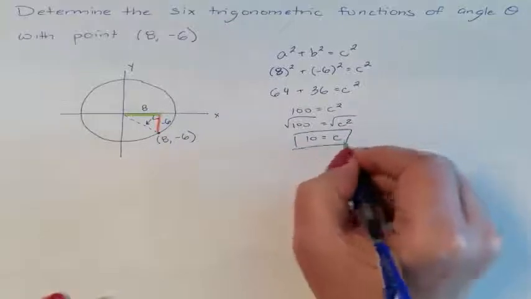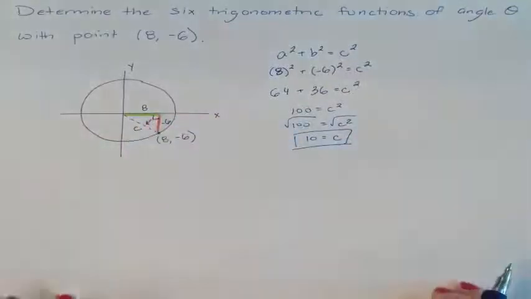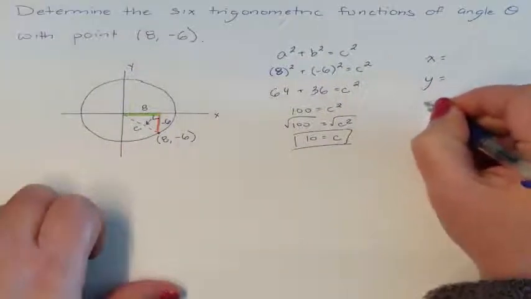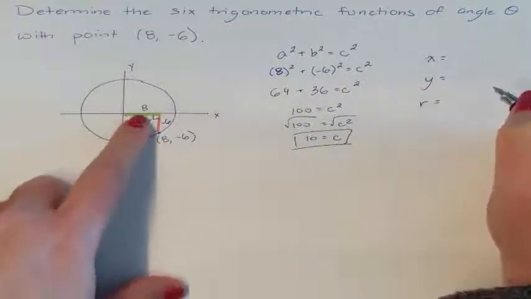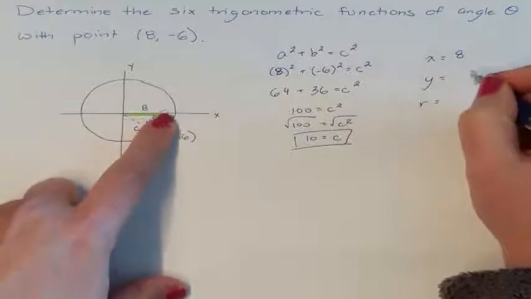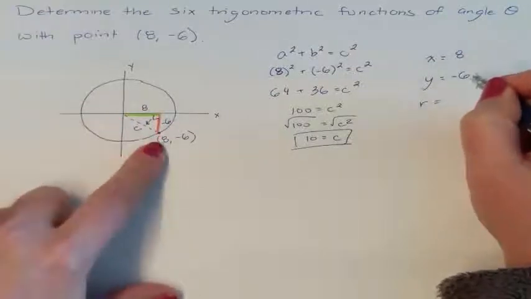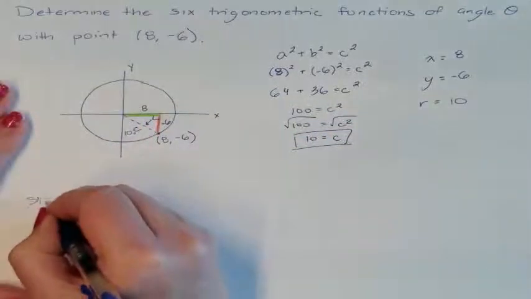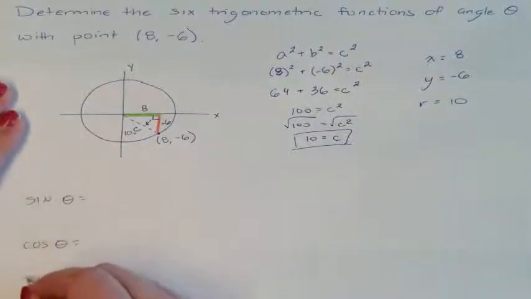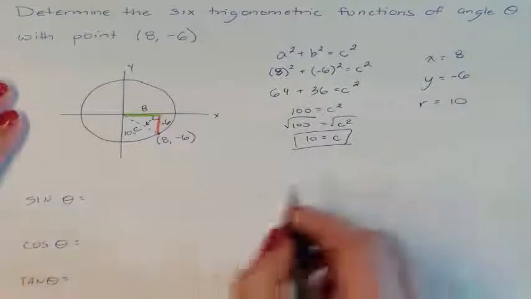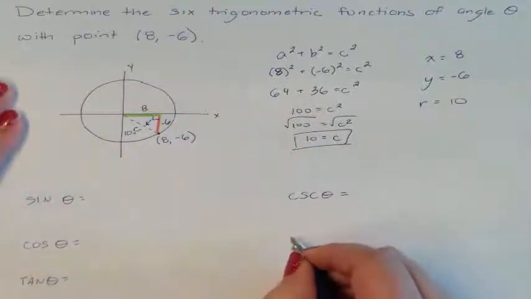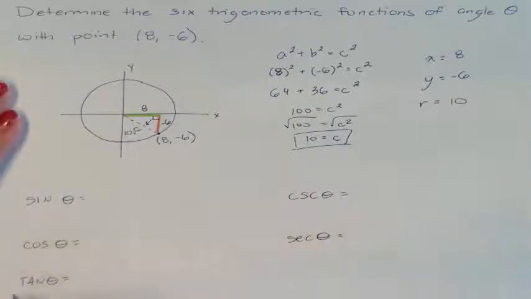So I just found c to be 10, so my hypotenuse is 10. All three sides correlate to either an x, a y, or an r. My distance on the x is 8. My distance on the y is -6, and the hypotenuse is 10. Now I need to find sine, cosine, tangent, and once you find sine, the reciprocal of sine is cosecant, the reciprocal of cosine is secant, and the reciprocal of tangent is cotangent.